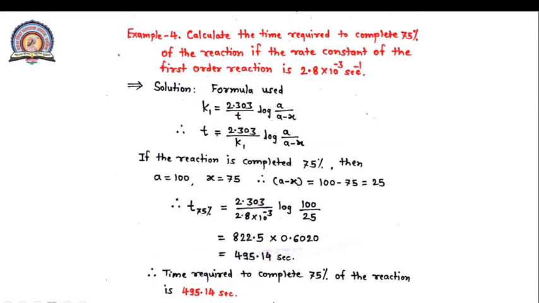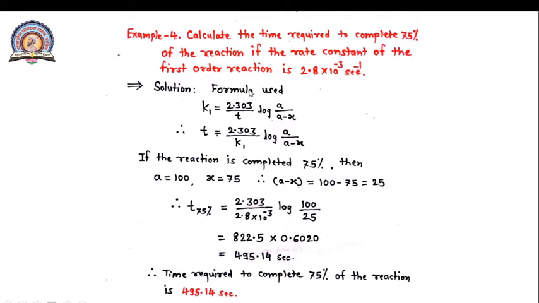So the time required to complete 85.5% of the reaction is 135.06 minutes. Then the next problem: calculate the time required to complete 75% of the reaction if the rate constant of the first order reaction is 2.8 × 10^-3 per second. Here the rate constant of the first order reaction is given, that is 2.8 × 10^-3.